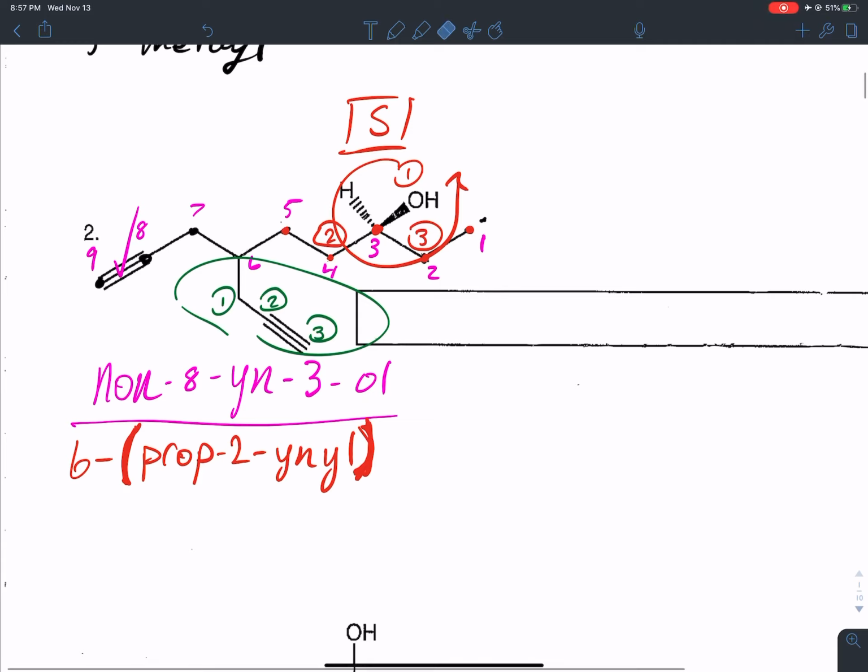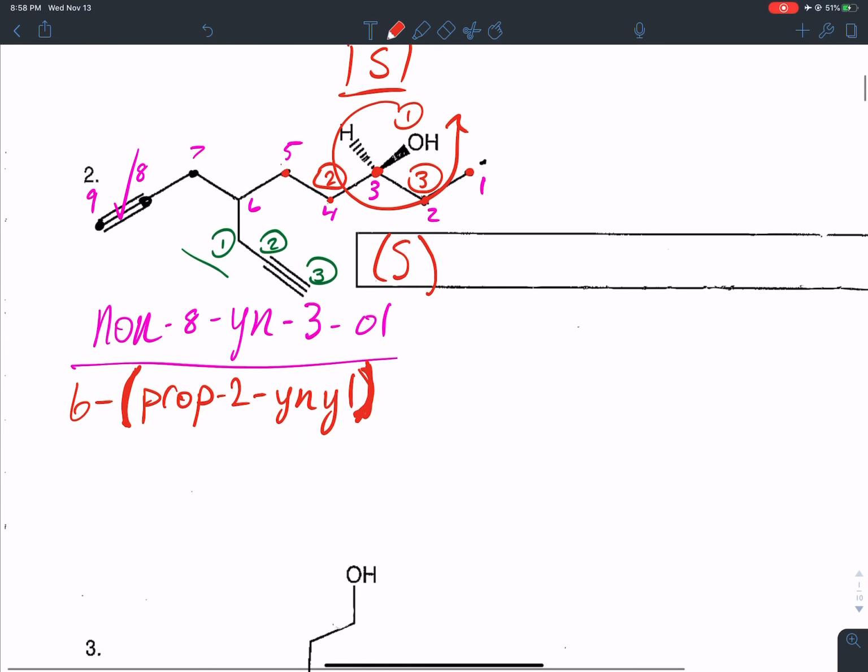So to start this name off, we're going to say 3S, right? No. No 3, just S. Because there are no R and S sites other than the one on 3. So you don't need to tell them. There's only one possibility. So you just have S. And now we do our substituents. So we started with stereochemistry. Now we have our substituents. So 6, sorry, it'll be a dash, prop-2-enol.